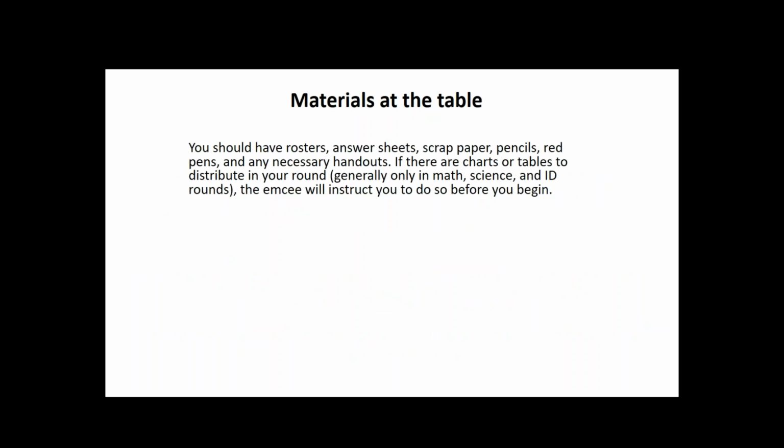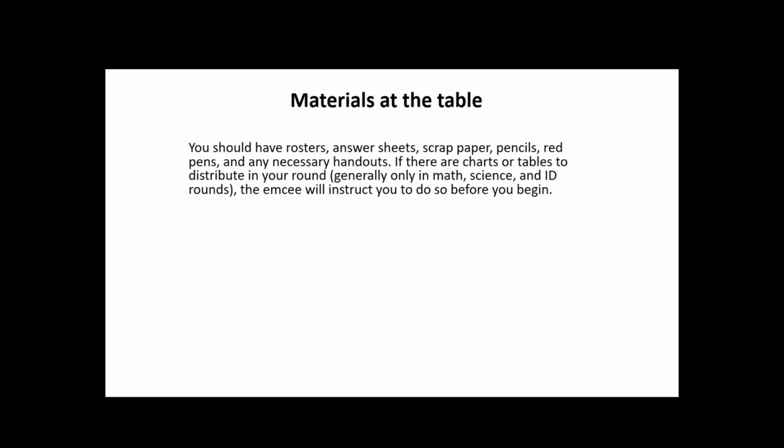Now, materials that they can have at the table and that they will have at the table. When you sit down, you should have rosters, answer sheets, scrap paper, pencils, red pens, those red pens are for you, and any necessary handouts. If there are charts or tables to distribute in your round, you will have those at the table as well. Those handouts generally only appear in the math, science, and ID rounds. If you do have those to hand out, the MC will instruct you to do so before you begin your round.